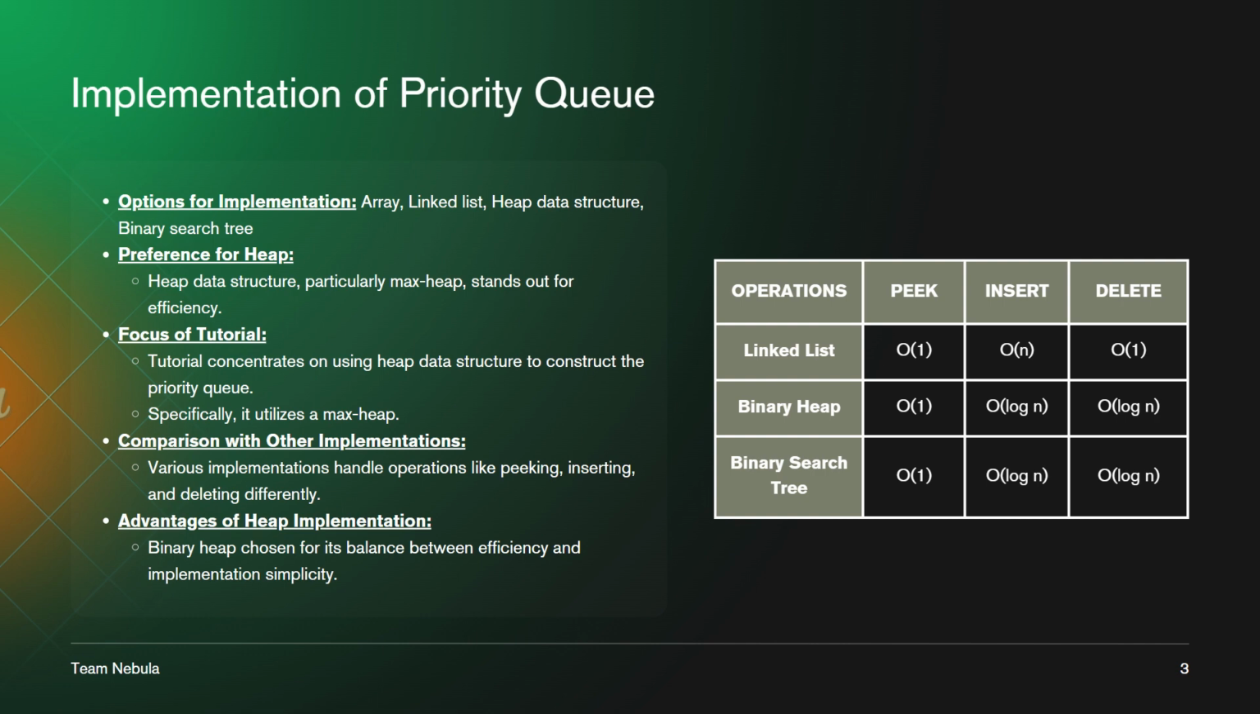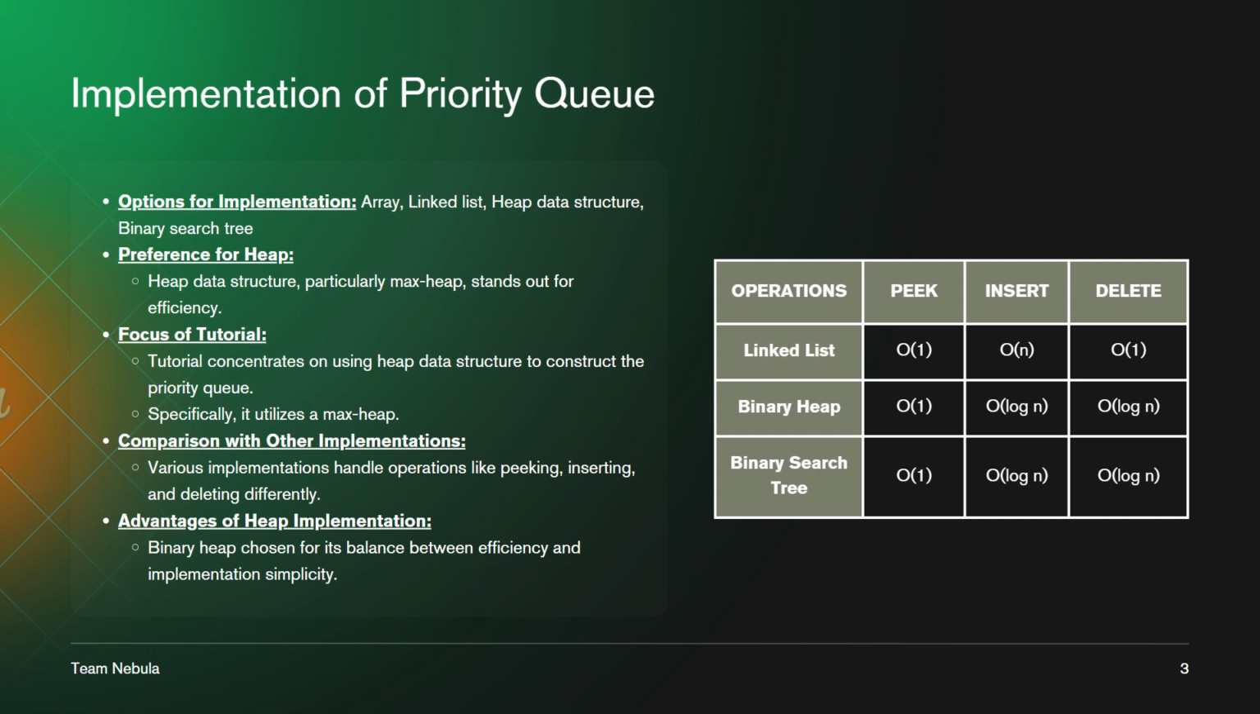For the binary heap, the peek operation has a time complexity of big O of 1 as it retrieves the root element directly. The insert operation has a time complexity of big O of log n as it involves restoring the heap property by traversing the height of the tree. The delete operation also has a time complexity of big O of log n as it requires adjusting the heap structure to maintain the heap property.